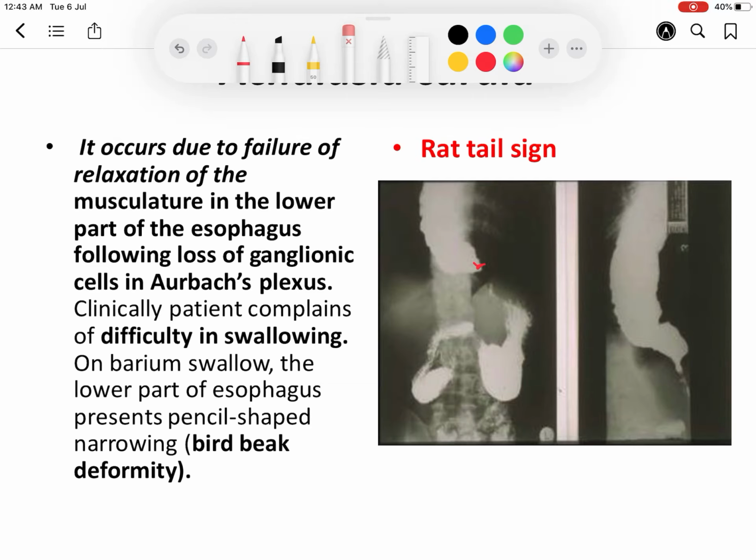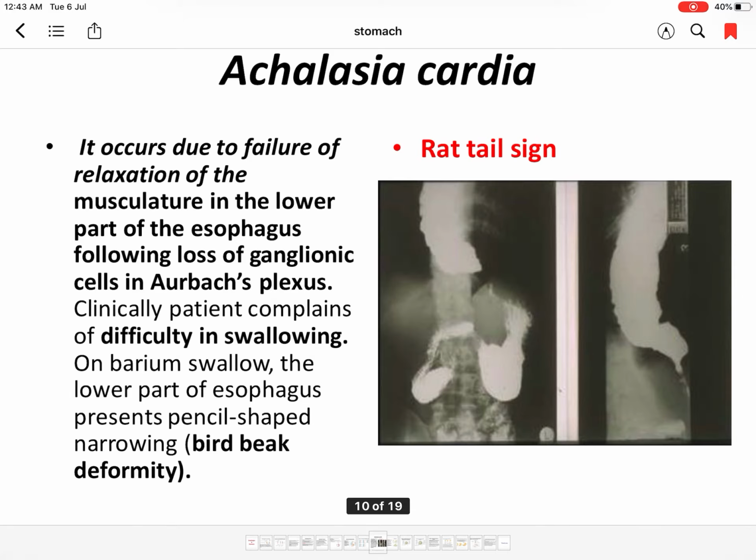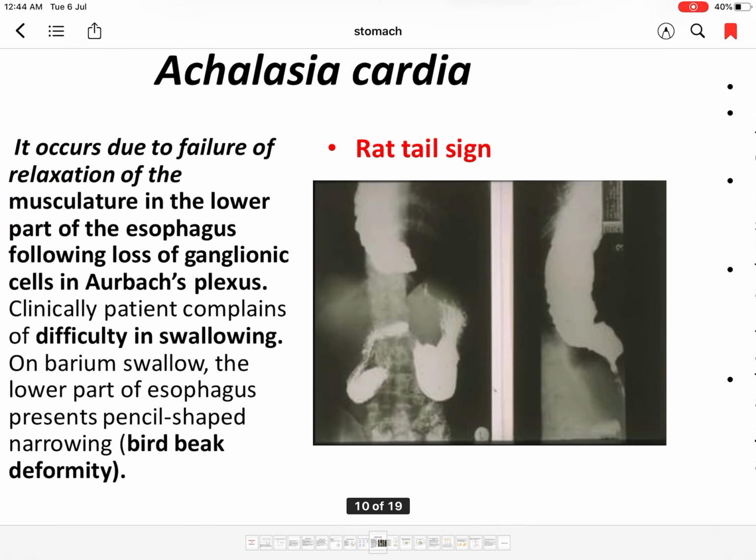So what is the reason for achalasia cardia? Because of the loss of ganglionic cells in the Auerbach plexus, the lower esophageal sphincter fails to relax, and this is called achalasia cardia. So that's all about the esophagus, development of the esophagus. Thank you.